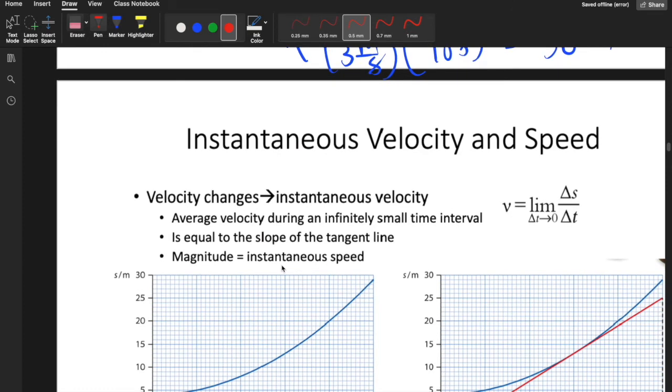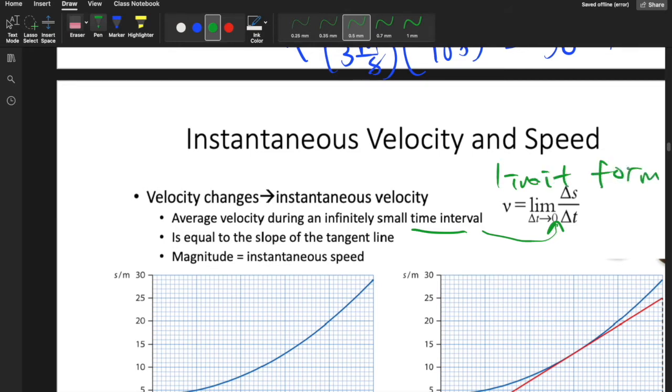Instantaneous velocity and speed. So instantaneous velocity is the average velocity during an infinitely small interval, and because the time interval is so small that the time approaches 0, this is written as a limit form.